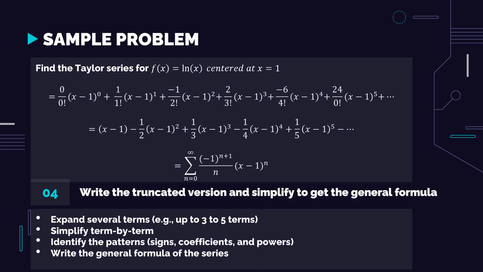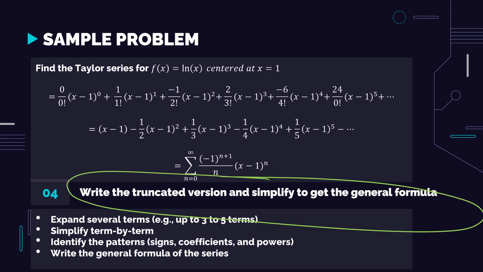After expanding, we are actually starting the fourth step: write the truncated version and simplify to get the general formula. These are the truncated versions. We are already expanding our series.